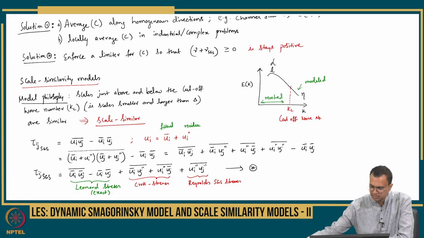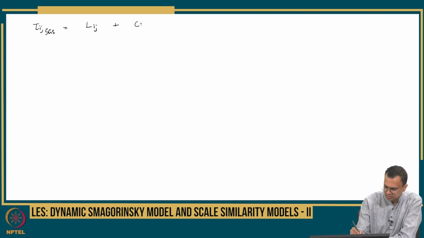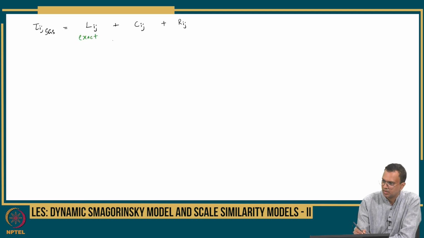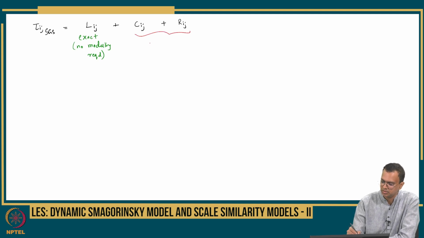So symbolically, this tau ij SGS is written as Lij, Leonard stresses, plus Cij, plus Rij. So this is exact, which means no modeling required. This is a big advantage over your Smagorinsky type of models, where all the SGS fluctuations are modeled. Here at least some part of the SGS fluctuation is exact, the Lij component, over Smagorinsky, right? The other two have to be modeled. These two have to be modeled.